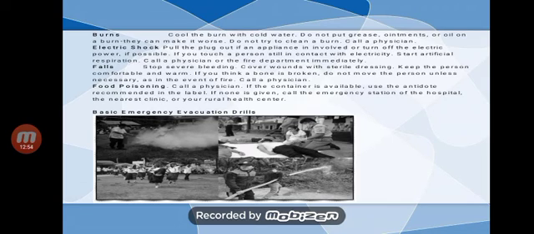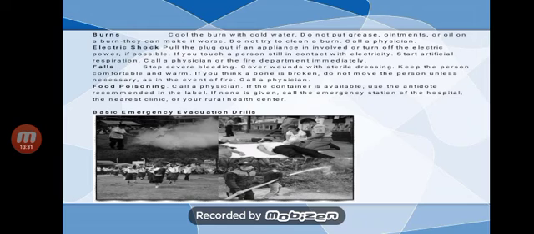Stop severe bleeding. Cover the wound with sterile dressing. Keep the person comfortable and warm. If you think a bone is broken, do not move the person unless necessary. As in the event of fire, call a physician. Food poisoning. Call a physician. If the container is available, use the antidote recommended on the label. If none is given, call the emergency station of the hospital, the nearest clinic, or your rural health center.